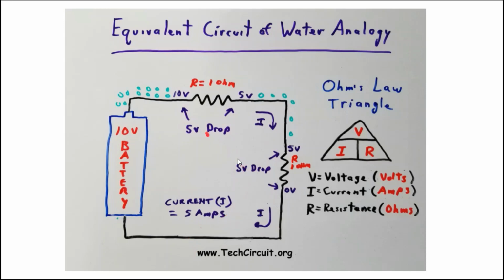Now these two are not always going to be the same. If this was 2 ohms, then this voltage would be higher. The highest resistance always has a higher voltage drop across it. And we'll talk about that more in this video.